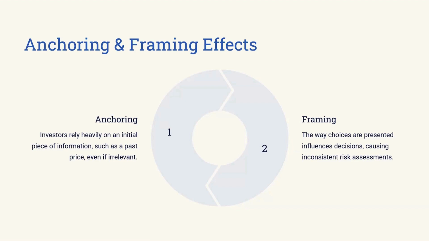And the loss frame: when options are presented in terms of potential losses, people tend to be risk seeking, for example, preferring a chance to avoid a loss over a certain small loss. This is closely related to loss aversion. For example, a mutual fund might be described as having an 80% success rate, the gain frame, or a 20% failure rate, the loss frame. Though objectively the same, the success rate frame is likely to attract more investors. Similarly, a proposal to save 90% of jobs sounds better than 10% of jobs will be lost.